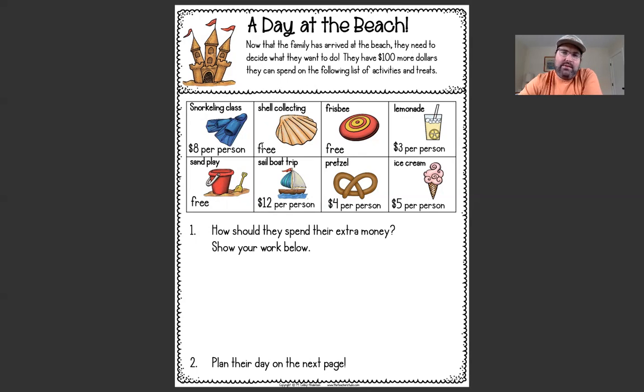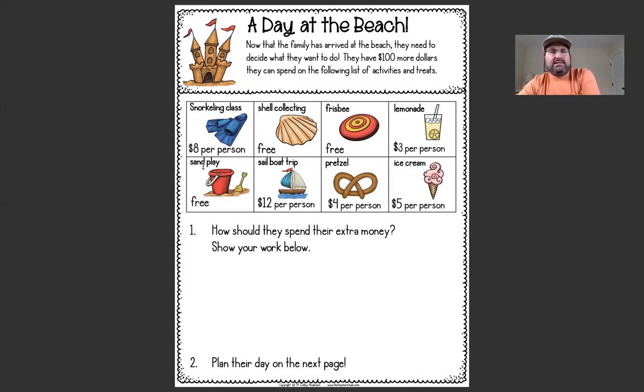Shell collecting, well, that's free. That doesn't cost money to do that. Play frisbee at the beach. Well, assuming you bought a frisbee, you don't have to buy it again. That would be free too, right? Ooh, lemonade. I like to drink lemonade when I'm at the beach. It's pretty hot, and it's a refreshing drink. So if you want lemonade, it's $3 per person. So if all 4 people wanted lemonade, how much would that cost, right? Remember that. This is $3 per person.